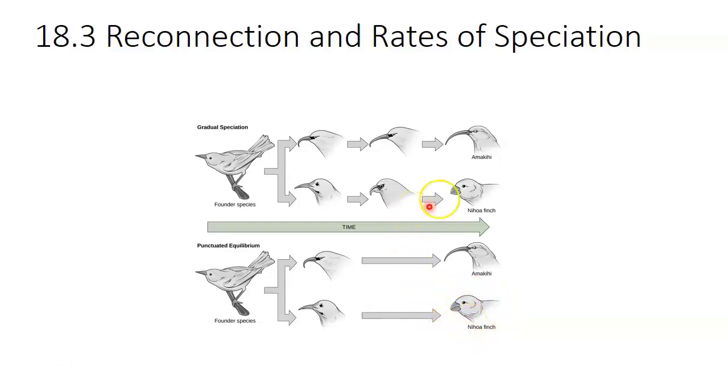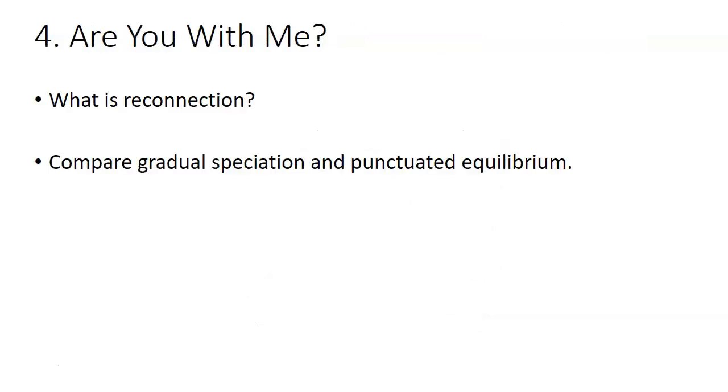So gradual is small changes over time in small increments, and this would be punctuated: large evolutionary changes separated by long periods of stasis, of no change. And again, both are correct. It depends on what organism we're looking at. Different organisms evolve differently. Some have evolved in a punctuated fashion, and some have evolved in a gradual fashion. It depends on the environment that the species is evolving in.